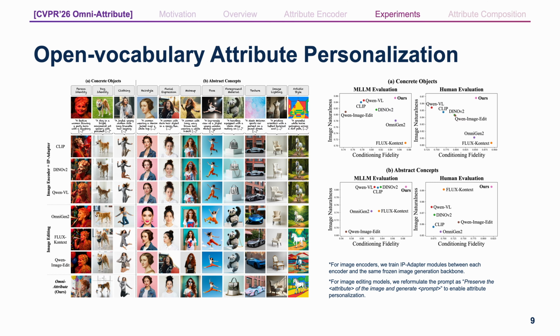Here, we compare Omni-Attribute with existing attribute personalization models. We show comparisons across 11 attributes, including 3 concrete object attributes on the left and 8 abstract concept attributes on the right. We compare against 2 groups of models. The top 3 are image encoders, and the bottom 3 are image editing. In both the qualitative comparison on the left and the quantitative evaluation on the right, we can see that Omni-Attribute better extracts the target attribute from the image and coherently puts it into the context of the text prompt.